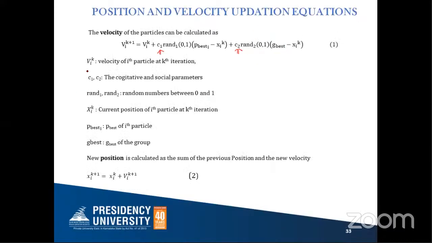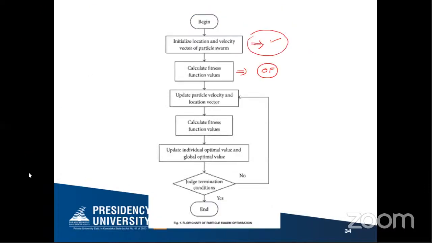What is velocity and position here? This one is velocity. Just now I told this with the help of some vectors. The velocity should be updated and the position should be updated. Only two equations, very simple. That is why this algorithm is so simple. So that is how we will do, and then we will terminate it.